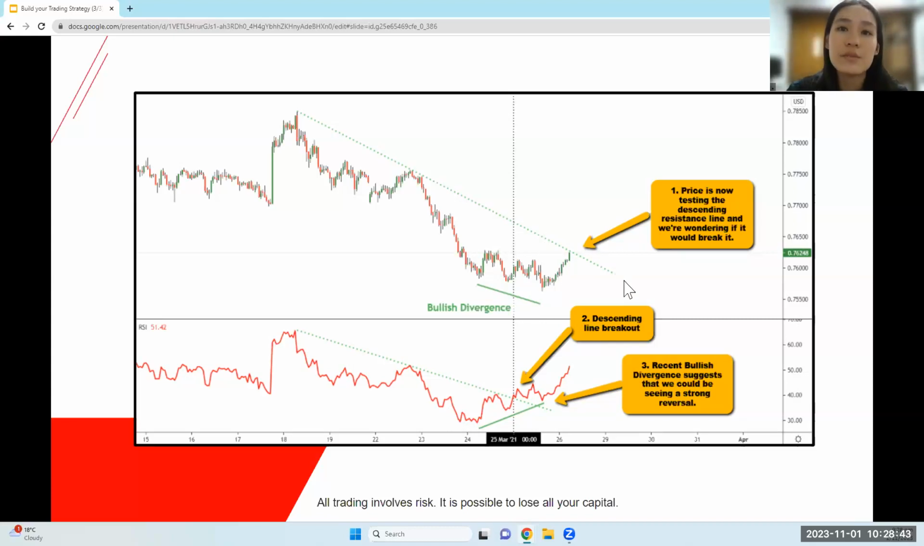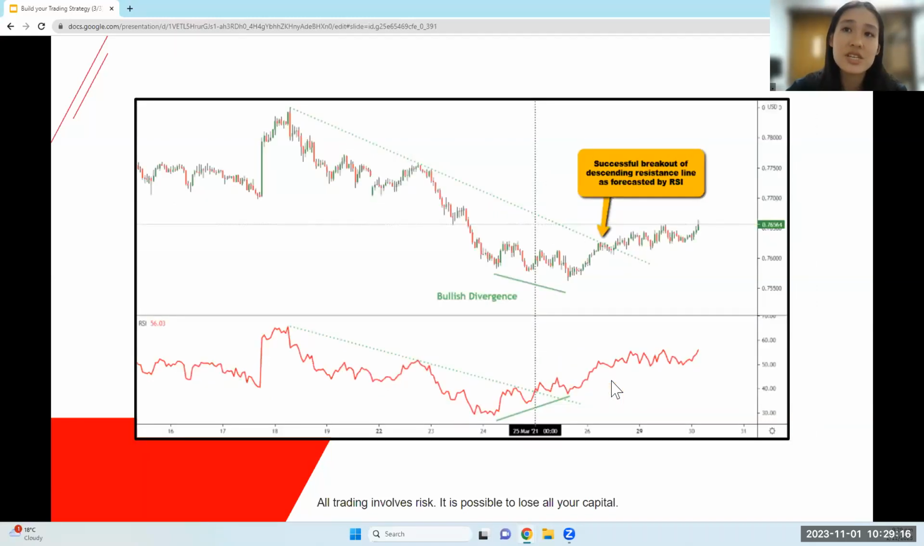So price is now testing the descending resistance line. We're wondering if it's going to break it. Secondly, we have a descending line breakout, as we mentioned earlier, but we also have a bullish divergence. Bullish divergence is basically the opposite of a bearish divergence. So we see that RSI is making a higher low, and on our price chart, price is making a lower low. That's basically bullish divergence. So when you draw it out, it should look like this. It suggests that price is going to continue to go upwards and break out of this descending resistance.